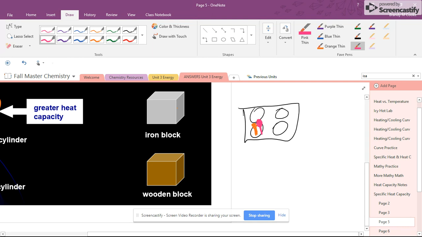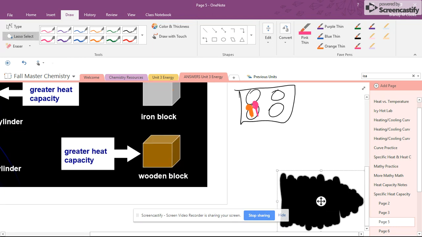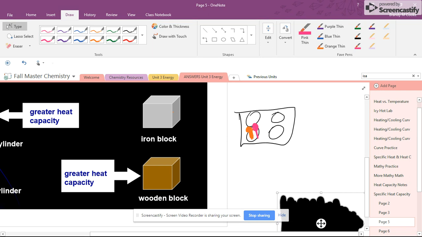Why? Because it's taking in energy, and it's increasing in temperature. It's easier to increase the temperature. Whereas the wooden block is receiving the same amount of energy, but it's holding onto it, and it's not increasing in temperature just yet, or it's increasing at a slower rate. So it has a greater capacity. It can hold on to more energy before the temperature increases. So we should say that the wooden block has the greater heat capacity, again, because more energy can be put in before the temperature increases.